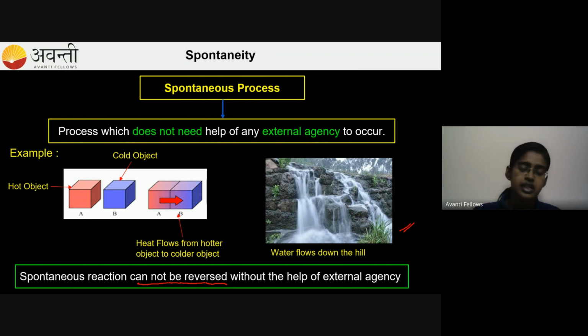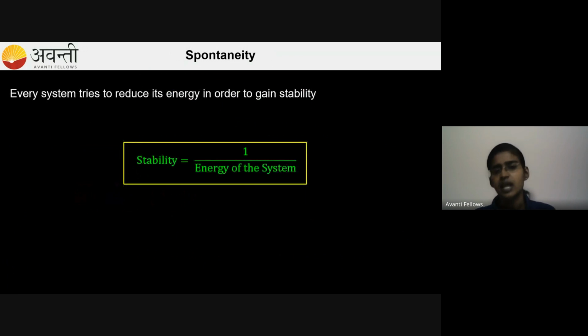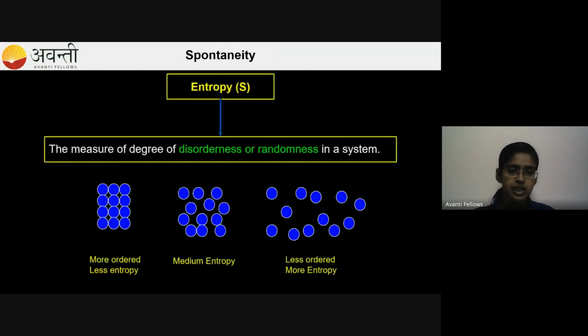Okay. And every system tries to reduce its energy in order to gain stability, because energy and stability are inversely proportional to each other. The system will always try to keep itself at its lowest energy because it can attain stability at its lowest energy point. Okay. Now coming to entropy, which is denoted by the letter S. Entropy is otherwise called the measure of the degree of disorderness or randomness. Very important. The measure of the degree of disorderness or randomness in a system is called entropy.